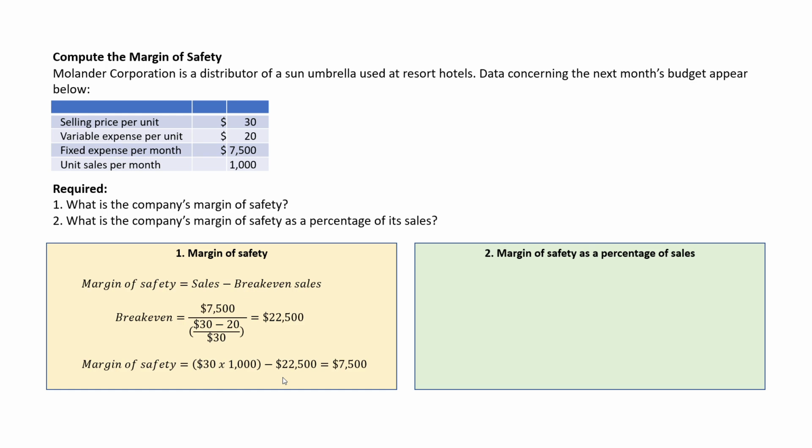Margin of safety as a percentage is just going to take the margin of safety we just calculated. In this example, it's 7,500 divided by our current or budgeted sales level, which we already calculated as 30 times 1,000, or 30,000. It calculates to be 0.25. Convert that to a percentage and it would be 25%. So again, we can lose $7,500 in sales before we hit a profit of 0, or another way of looking at this is we can lose 25% of our sales before we hit that profit of 0. Hopefully that's a helpful explanation of margin of safety.